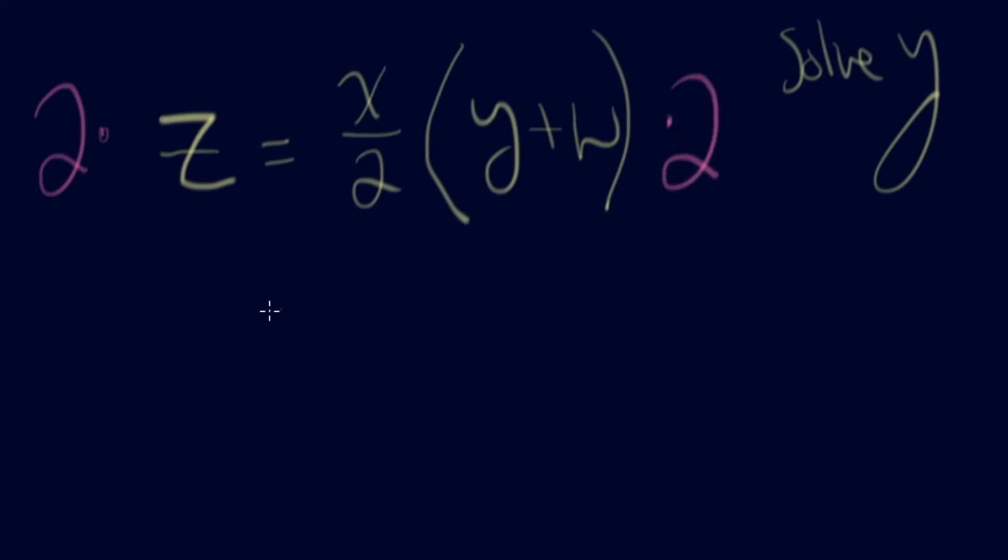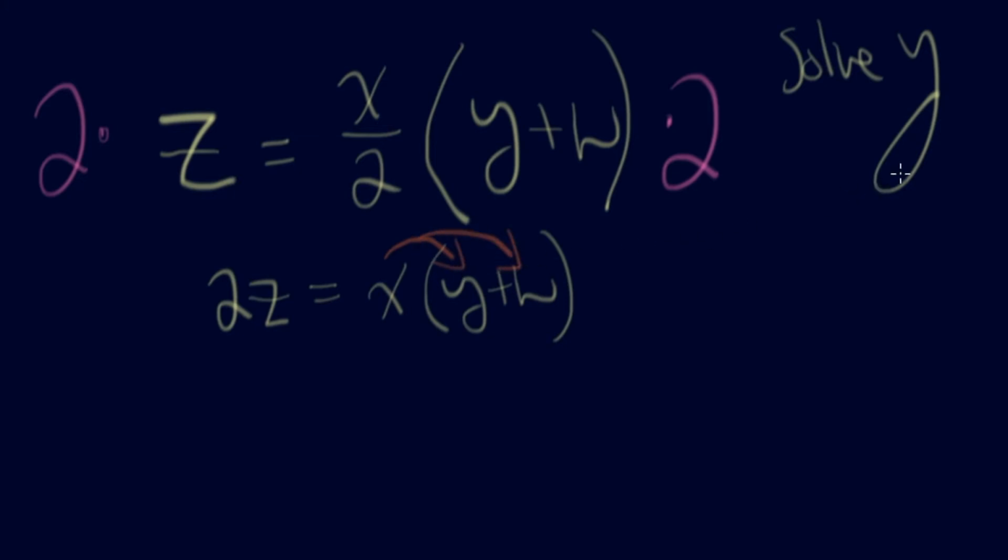And what that is going to do is give me a 2z on the left. And that will get rid of my denominator there, leaving me with an x times, in brackets, y plus w. I'm going to go and distribute. There's a couple of different ways you could do this one actually, now that I'm thinking about it. But I'm going to go and distribute. And that's going to leave me with an xy plus an xw. We still have 2z. Eventually I'm going to solve for y. So I see my y right there, so that's kind of cool.